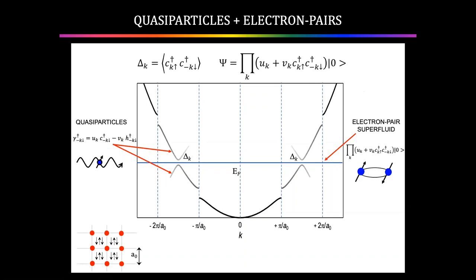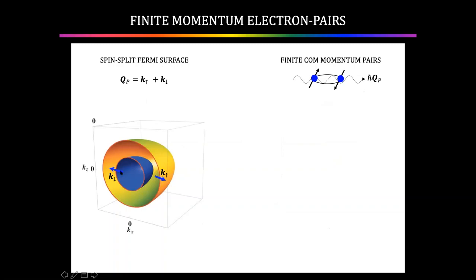Now, there's one other wrinkle in this amazing story. Suppose you could split the Fermi surface by spin so that the wave vector for spin up was different than the wave vector for spin down. But then when you would bind these two electrons together, the sum of their two momenta would not be zero, it would be a finite value. So now you could make a bound state of two electrons in a singlet spin zero state, but the center of mass momentum of this object would still not be zero.